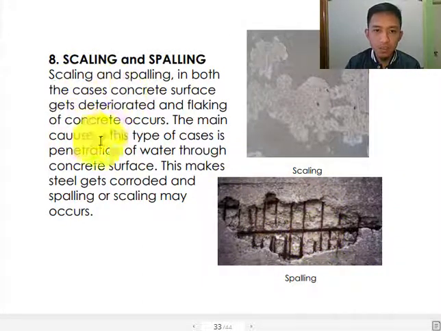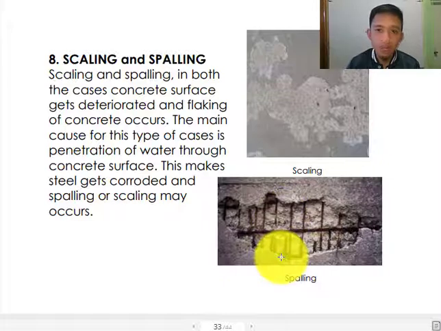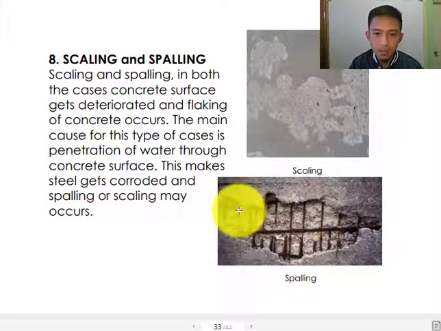So let's say a certain water or an acidic water penetrates the concrete. It will corrode the metal, and we know that the reinforcement we are using is prone to corrosion. That is the reason why, if you are using reinforced concrete, you should not use acidic water, because that will cause corrosion of your concrete, and then this failure will happen. This is spalling.